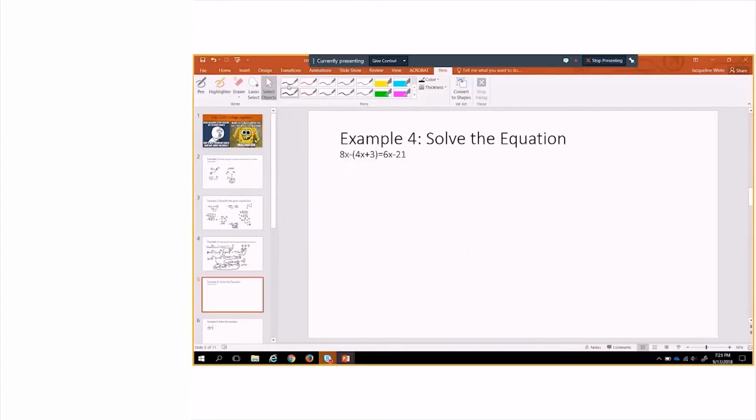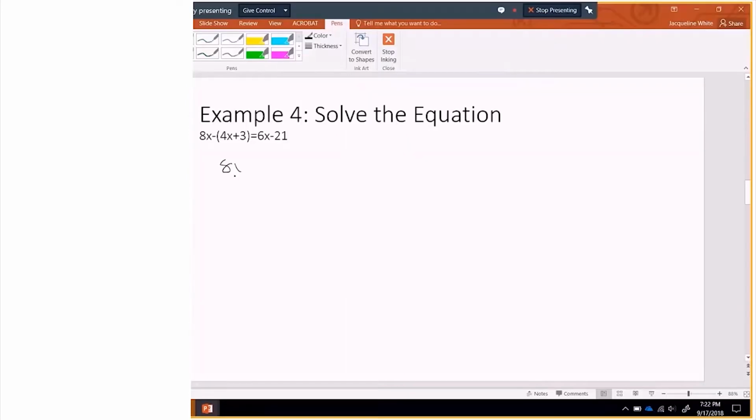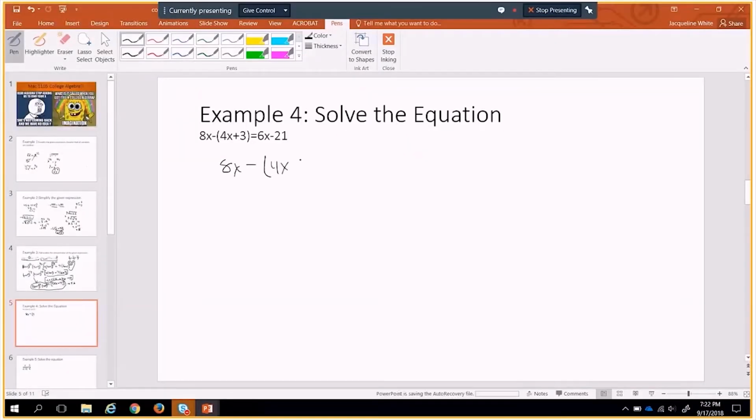Right, kind of deceiving. So we have 8x minus (4x plus 3) is equal to 6x minus 21. All right. So it wants us to solve the equation for x. So we look at this and just combine like terms, right? Let's say we don't pay attention to this minus sign. We're just going to do 8x minus 4x, which is 4x, and then we do plus 3, right? And we think, oh, it's going to be a 4x plus 3. And that's going to get you the wrong answer. All right, guys?